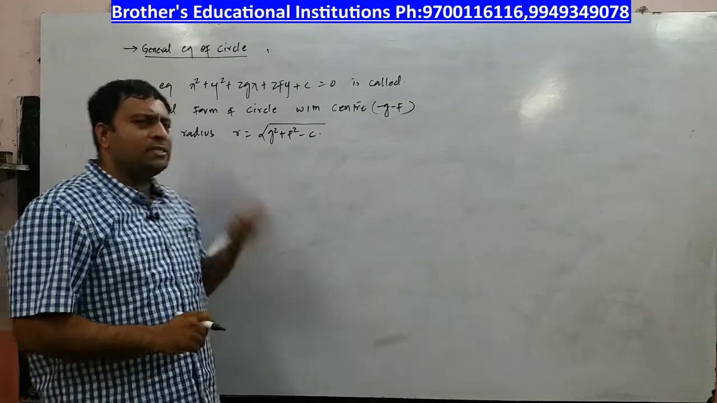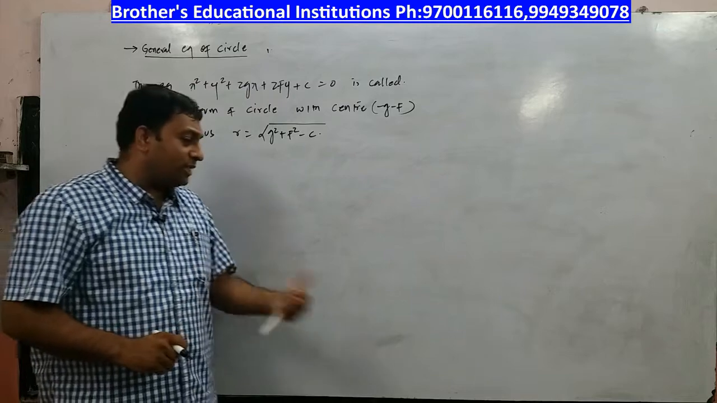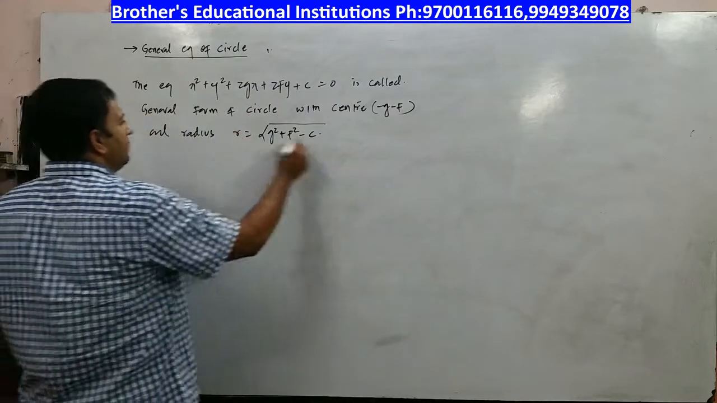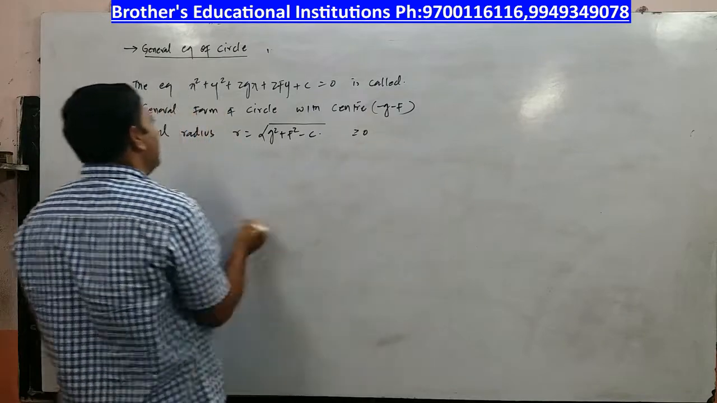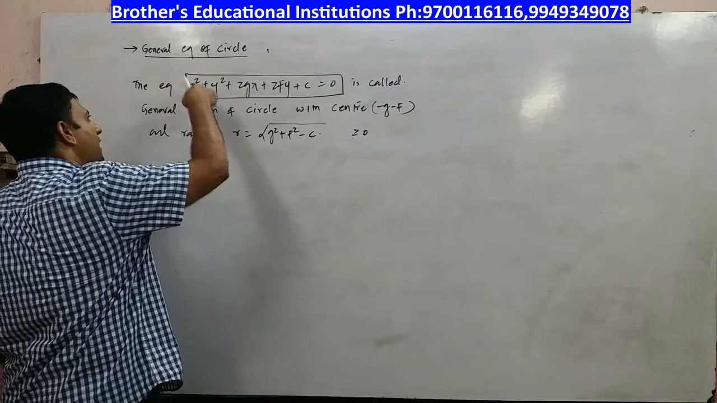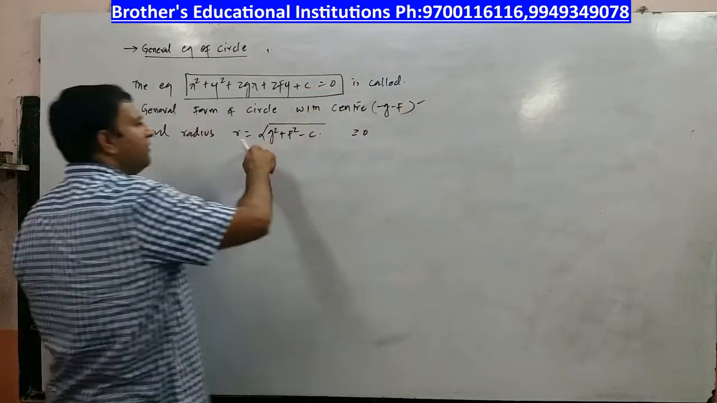Now you tell me, radius is length. Length can be either greater than 0 or it will be equal to 0. That's why I wrote that as greater than or equal to 0, right? So this is radius which has to be greater than or equal to 0, but it can't be negative. So this is called the general form of circle, and when it is in the general form, then the center is minus g comma minus f and the radius is this.